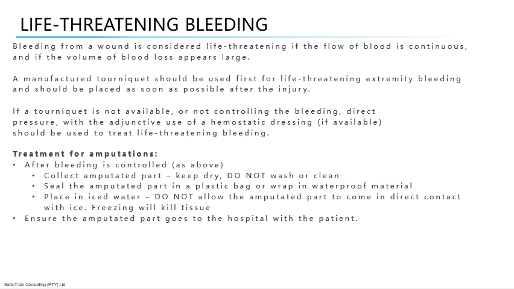Treatment for amputations, after bleeding is controlled as mentioned. Collect the amputated part, keep it dry, do not wash or clean it. Seal the amputated part in a plastic bag, or wrap it in waterproof material. Place it in iced water, do not allow the amputated part to come in direct contact with ice. Freezing will kill tissue. Ensure the amputated part goes to the hospital with the patient. Often the part can be reattached using microsurgery.